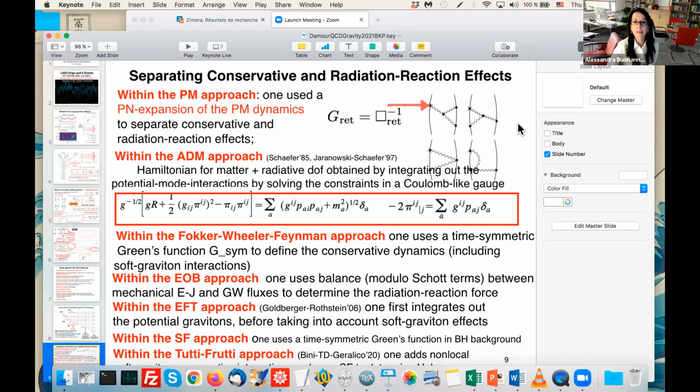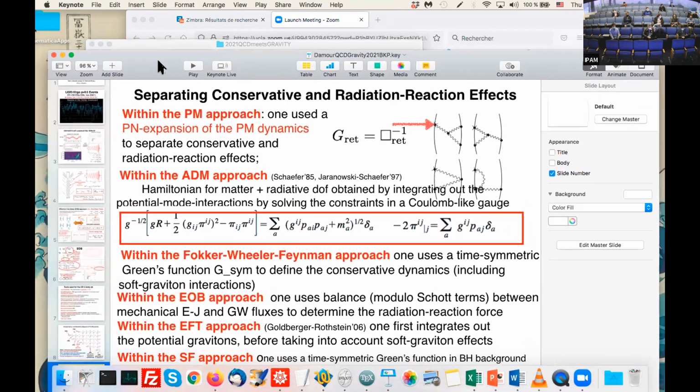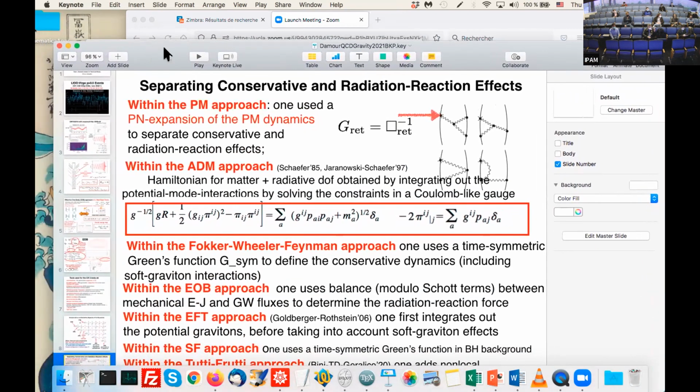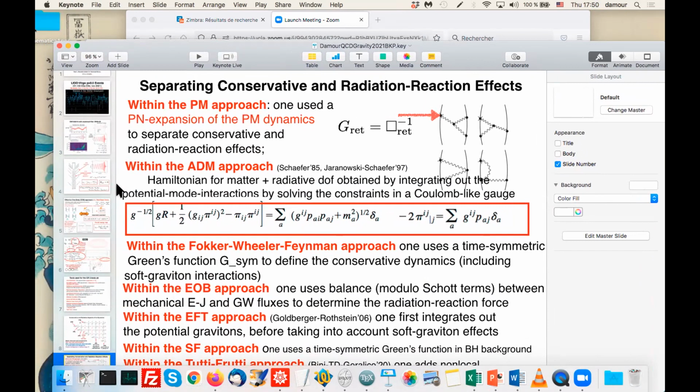Since we believe that now the 3PN dynamics is solved, we do have a Hamiltonian, but as far as I can tell, no one has written the PN version of the radiation reaction forces. So do you have any idea of how this can be extracted from what we already know? At the G cube level. The G cube level, yes.